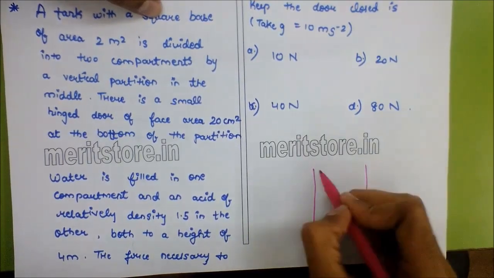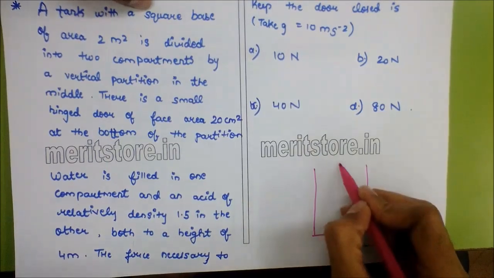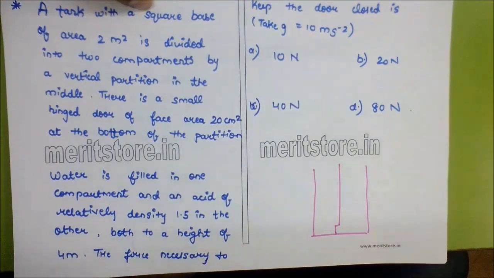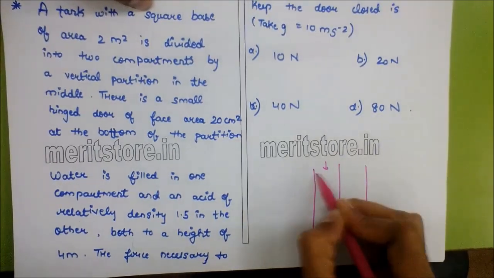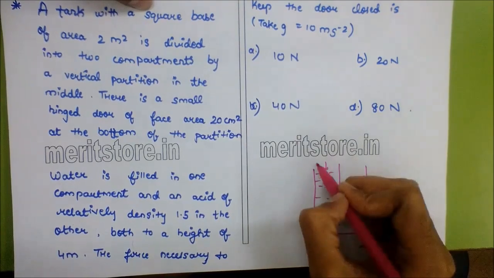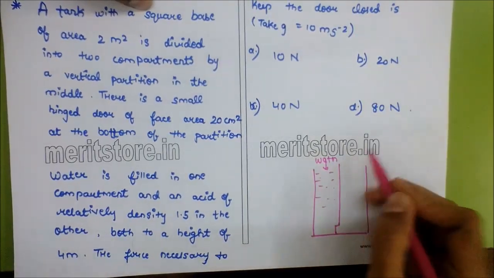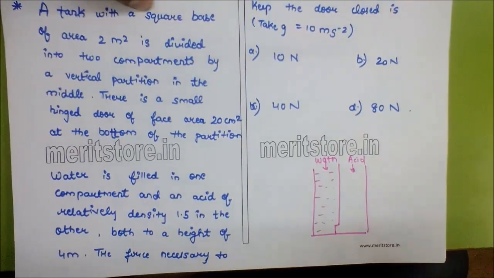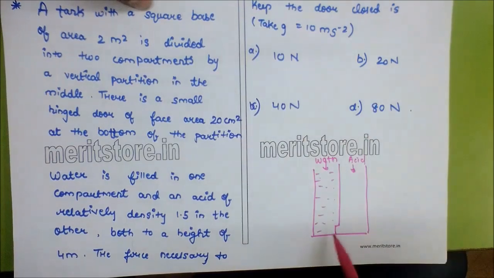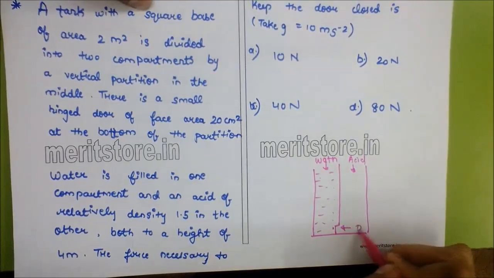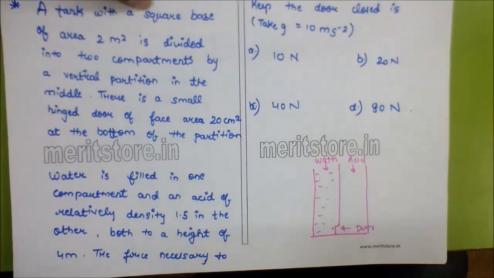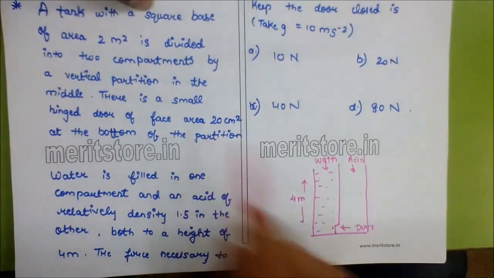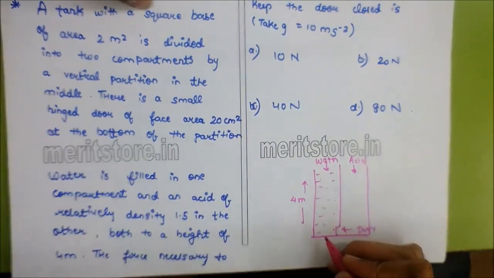We have a tank which is divided into two compartments, and there is a small hinged door here. In one compartment there is water, and in the other compartment there is acid. We need to find the force which is required to keep this door closed. We have a 4 meter height tank, they have given the height here, and the face area is 20 centimeters square.